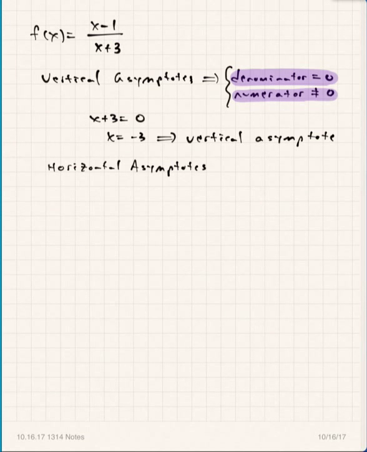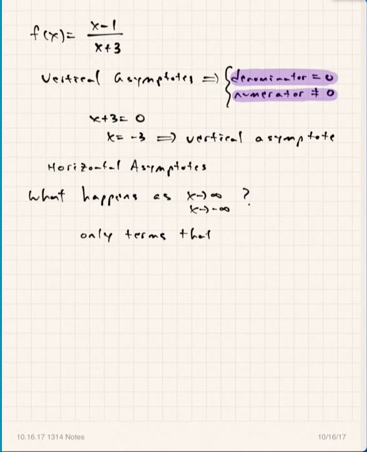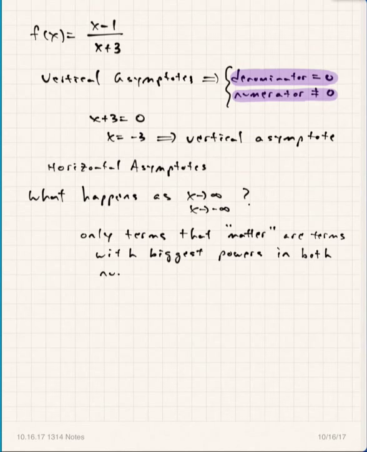So that's what you're doing here: you're looking at what happens as x goes to infinity and negative infinity in the problem. Well, one way to look at this is that the term with the biggest power in it ends up being the dominant term. Those are the only terms that matter, and when I say matter, I'm putting quotes around that. Those are the dominant terms. Those control what's happening to the function. The only terms that matter are the terms with the biggest powers in both the numerator and the denominator.